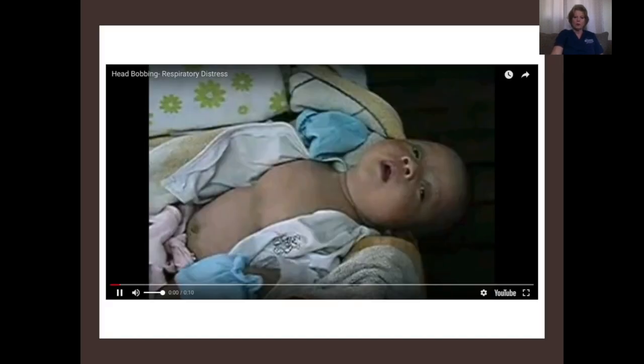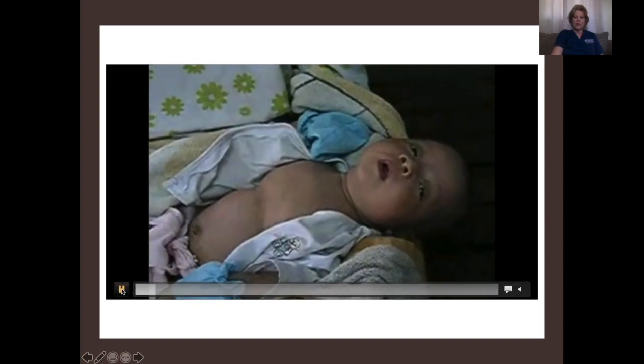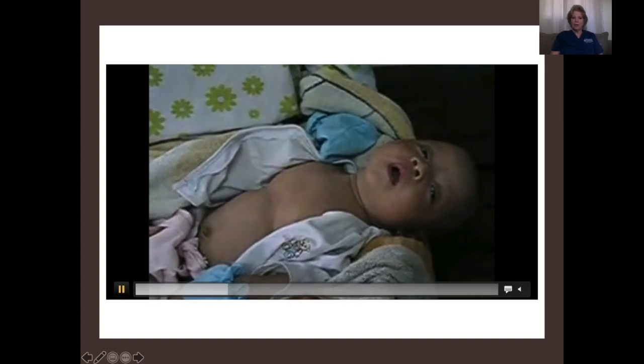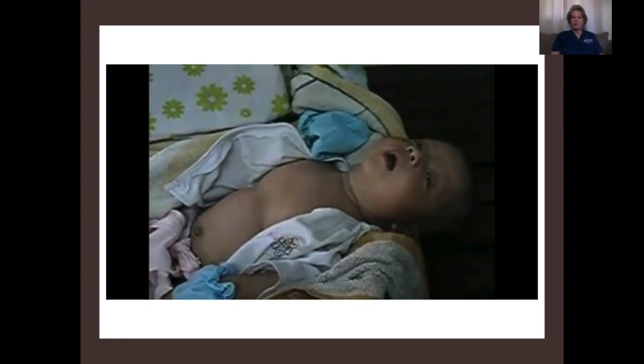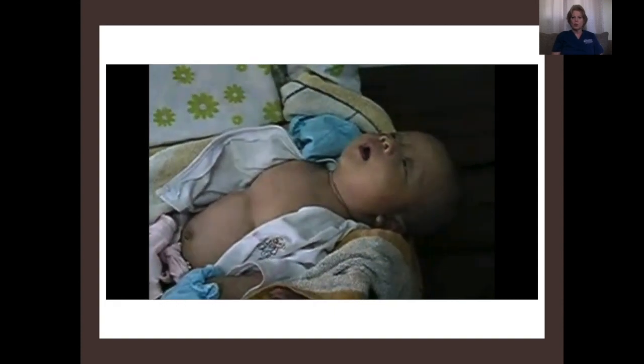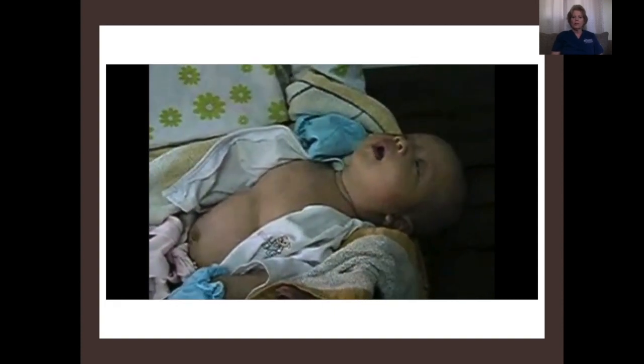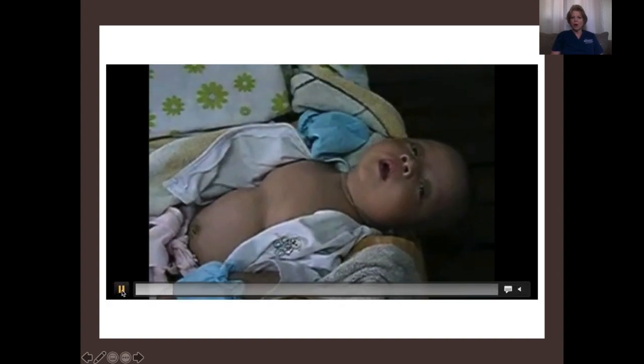So this little baby, if you watch, you will see he's got head bobbing. He's working hard. When you're observing his breathing pattern, start at the top. Look at his nose. Do you see flaring? Look at his mouth. Is his mouth open and he's trying to take in more air?